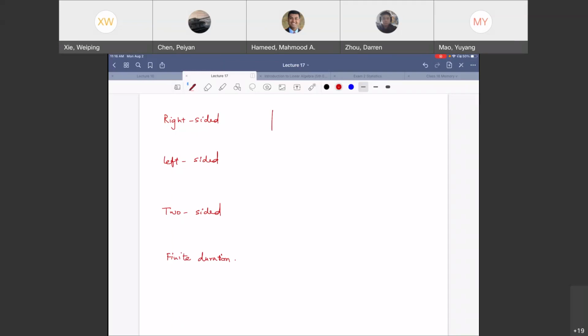What does this guy look like? It looks like this, something like that. What does this guy look like? It looks like this. What does this guy look like? It looks like both. And this guy is just that, right? What about the region of convergence for these guys? ROCs.